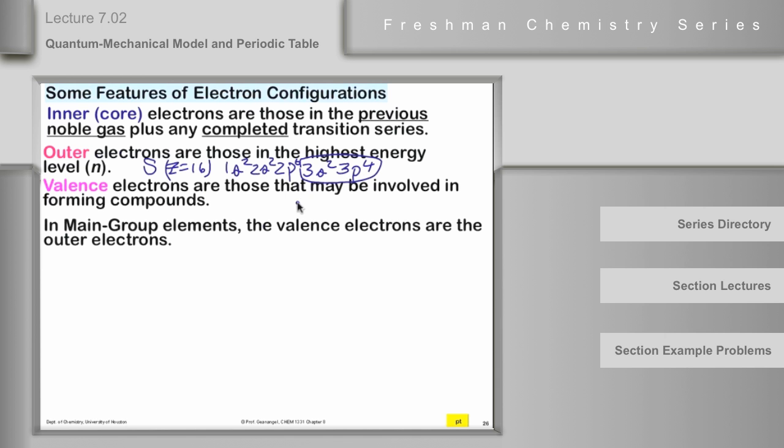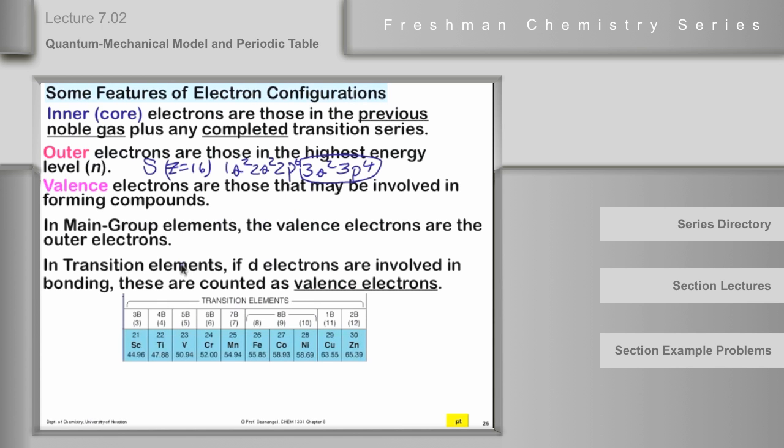In the case of the transition elements, it's a little bit more chancy. If we are talking about a compound of iron or cobalt or nickel, the 3d electrons can play a role in the bonding of, let's say, cobalt trichloride. So if that's the case, for these elements, the d electrons are valence electrons.